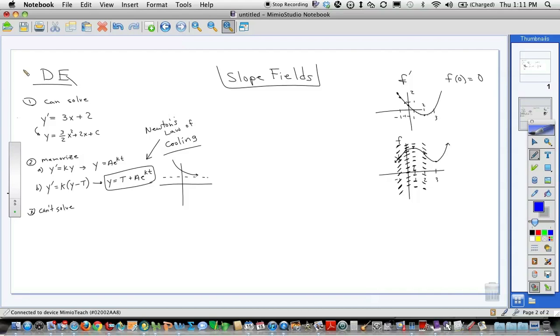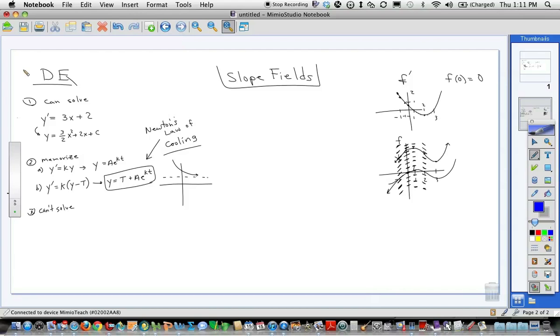Well, that would tell me I've got to start here. So I would just go with the flow and go like this, and then I would go up, and then I would see that going back down, and it just goes down like so, and there would be my solution. That is a slope field. We start with the differential equation, and we do this.